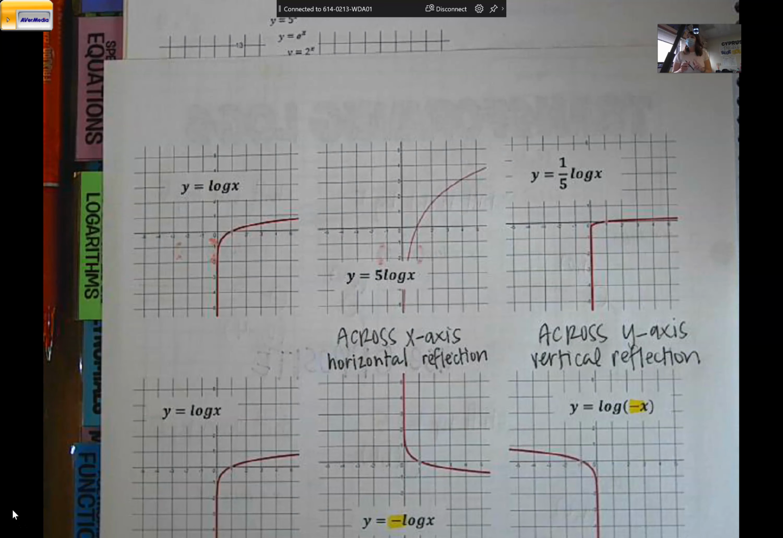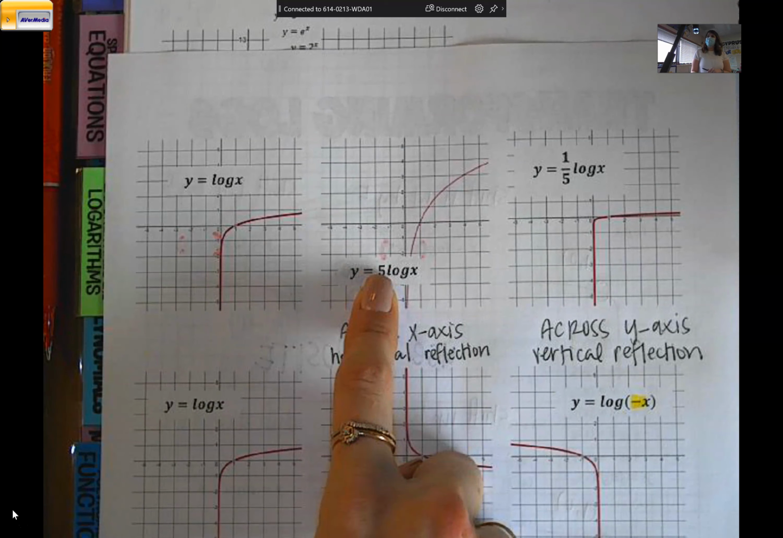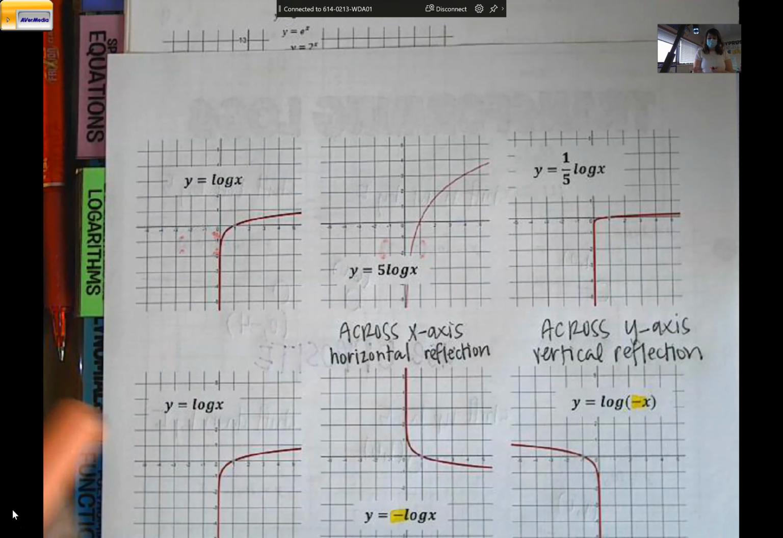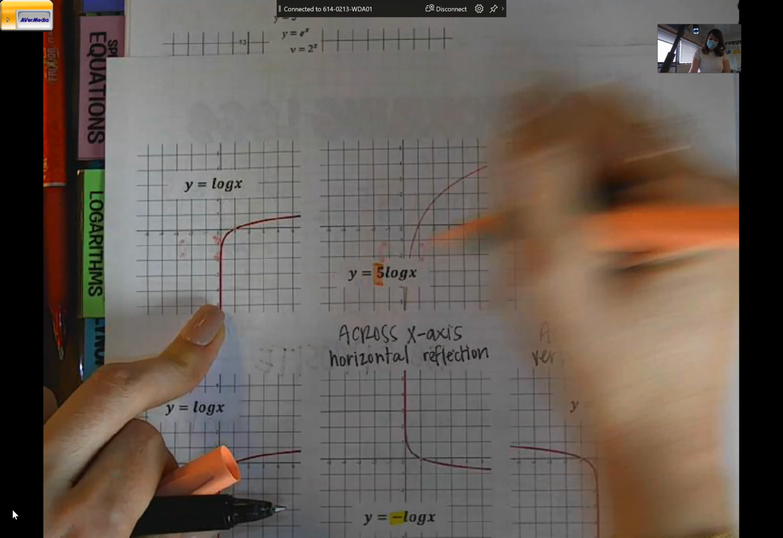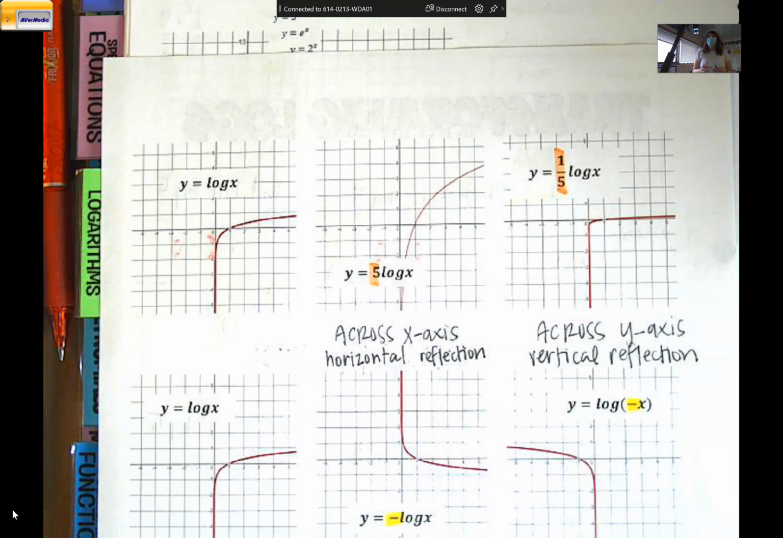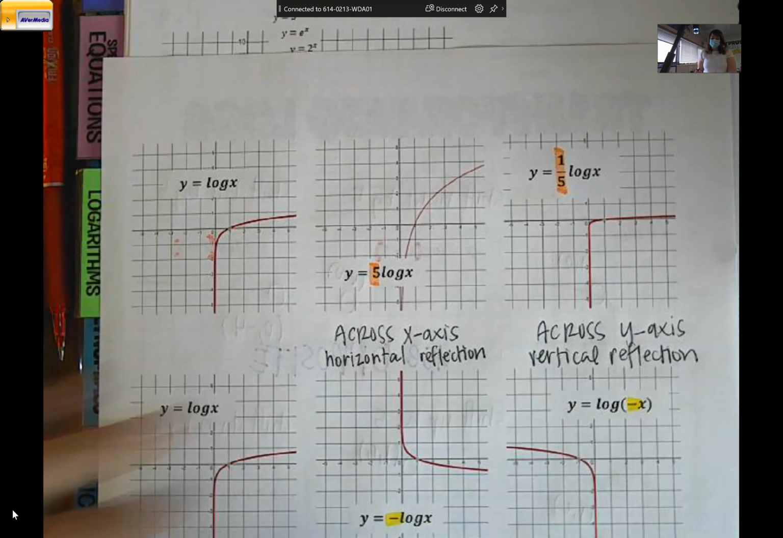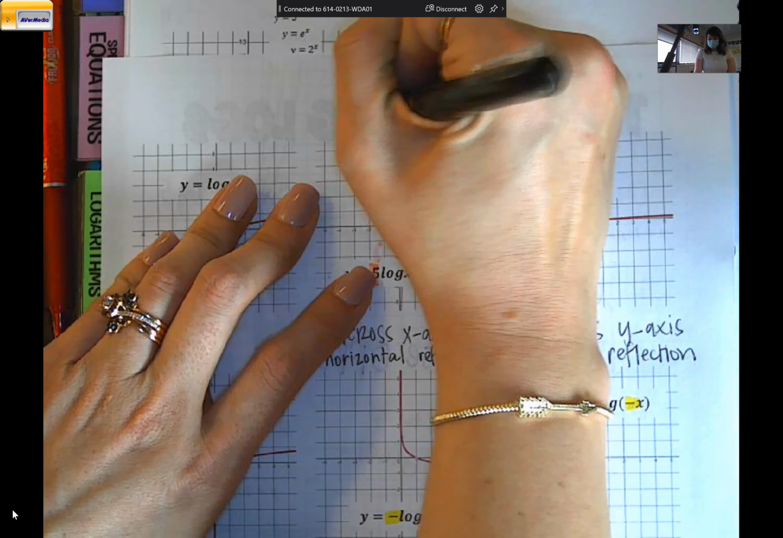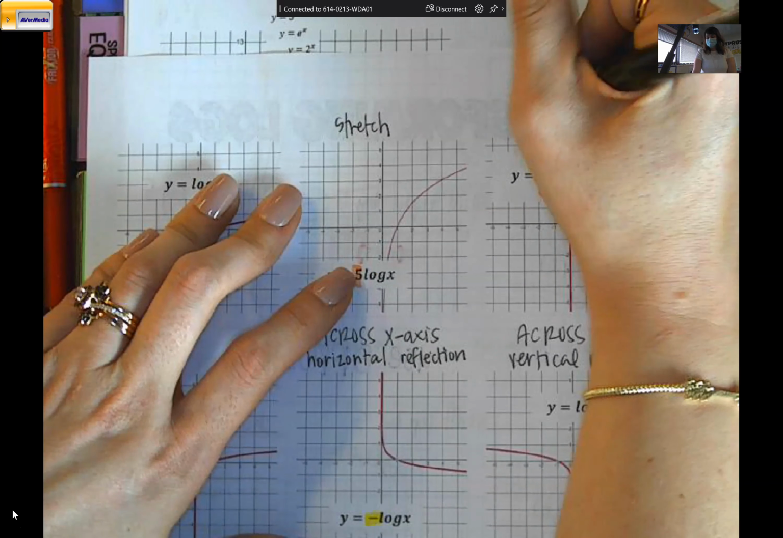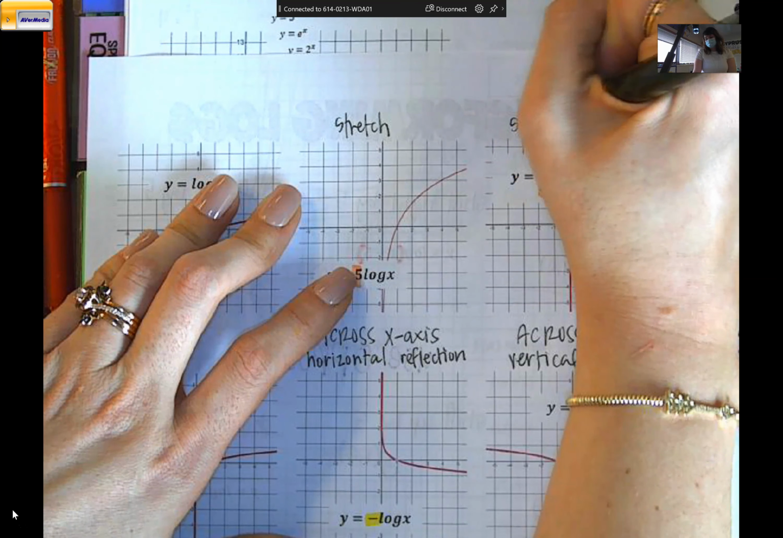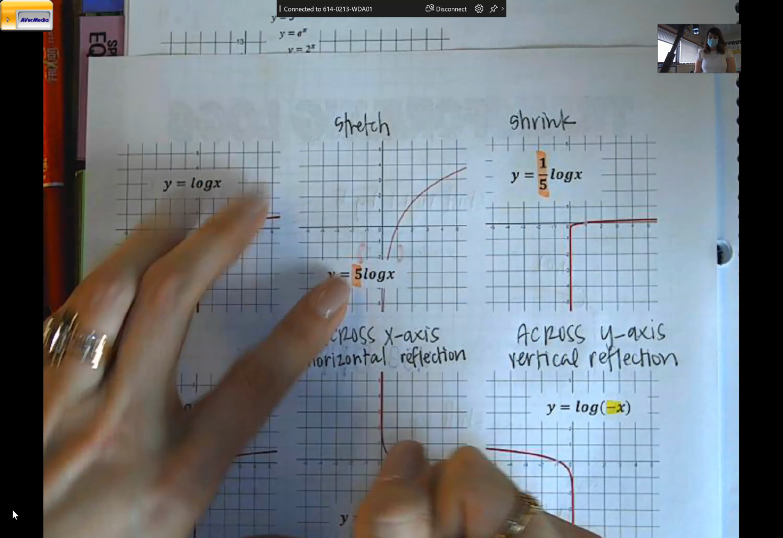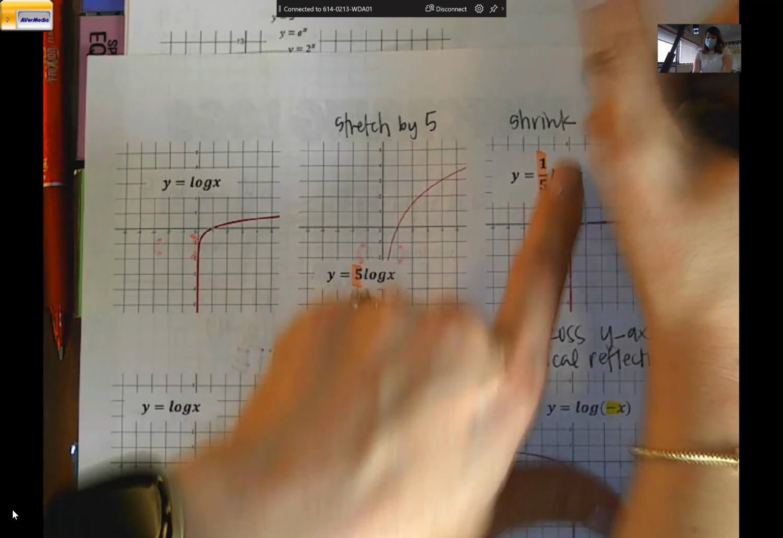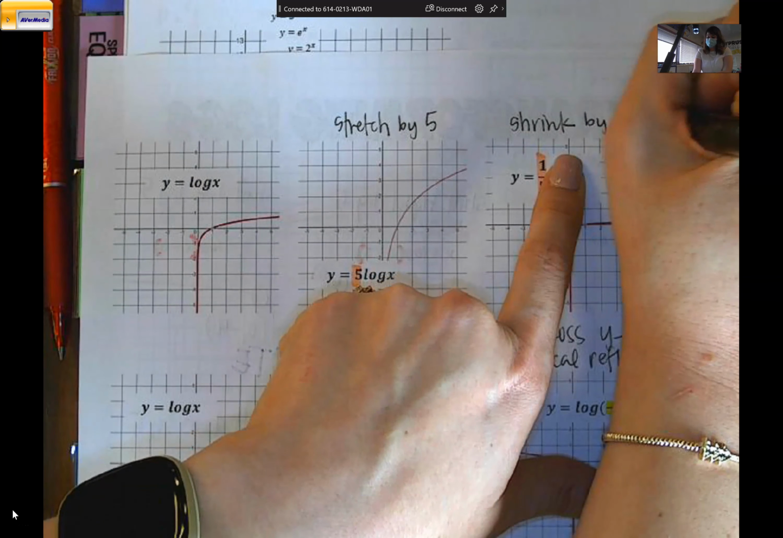The thing to notice here is that it's outside of the x. It's on the front of the function. So its position matters. The stretch or shrink is on the front of the function. If it's a whole number, it's a stretch. And if it's a fraction, it's a shrink. And hopefully we're remembering this first one's a stretch by 5, and the second one's a shrink by 1/5.